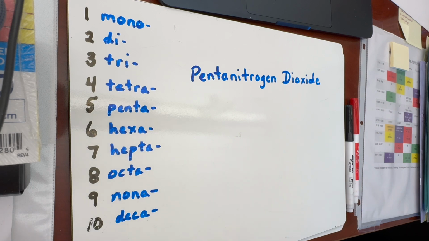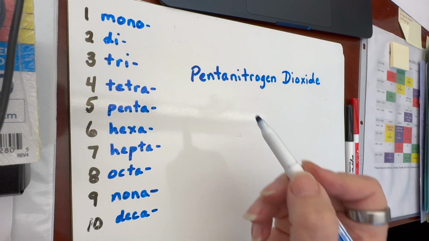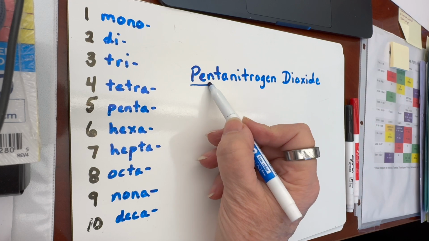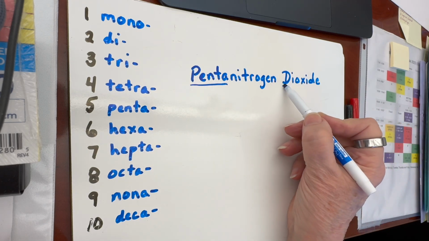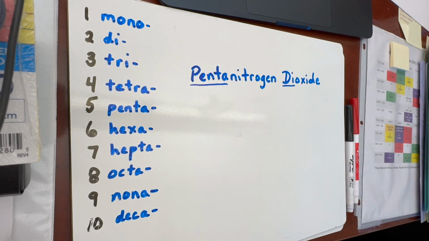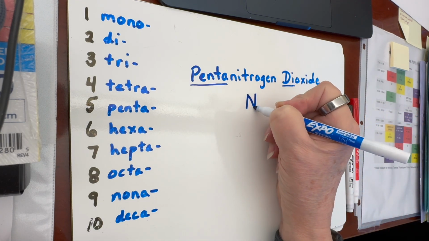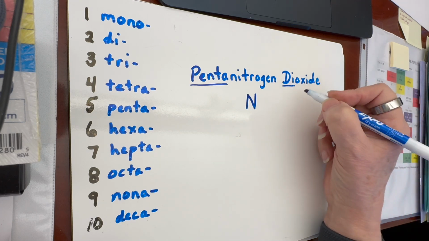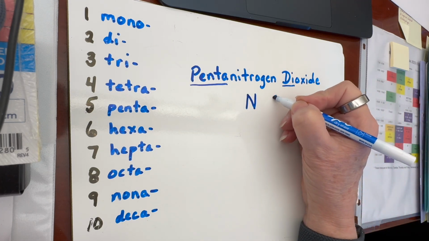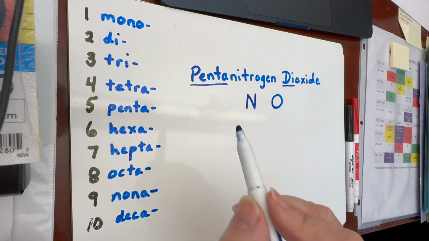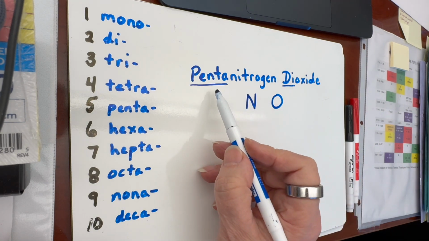So when you have a name, you can tell it's a molecule if you see these prefixes on the front and the back name. Other than the prefix, it tells you what the element is. So this one is going to be nitrogen, and oxide is oxygen. And the prefix tells you how many of each.